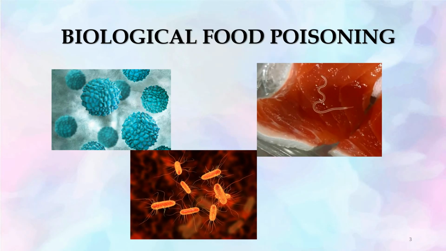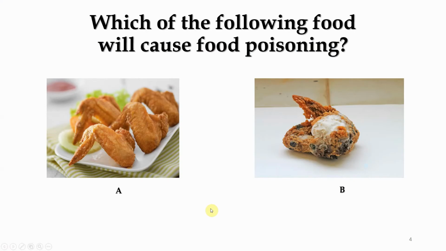Bacteria are responsible for the majority of the foodborne outbreaks. Many of us think food poisoning will only happen when the food is spoiled. However, that is not the cause for most of the foodborne outbreaks. In fact, many food poisoning cases are not caused by spoiled food products. From this image given, which of the following food will cause food poisoning?